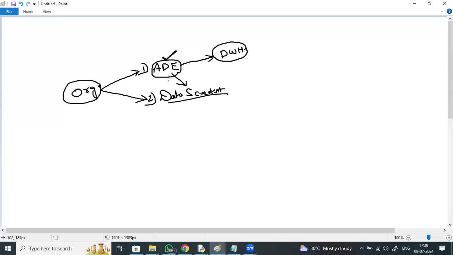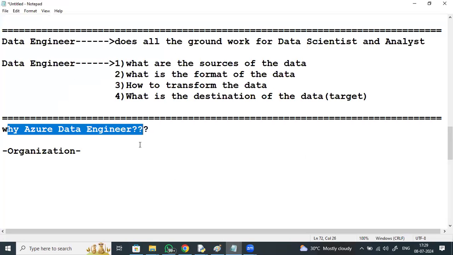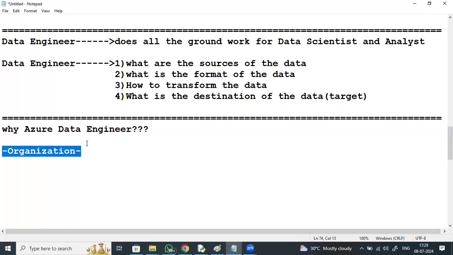So what are the main roles of the Azure data engineer? I'll be discussing that. Many points are there for that. Okay, why is the Azure data engineer in demand? Also, the role of the Azure data engineer. What are the roles of the Azure data engineer?